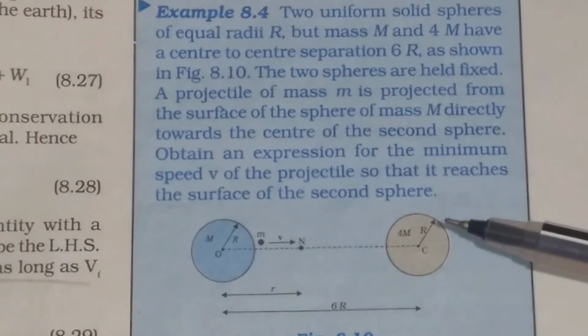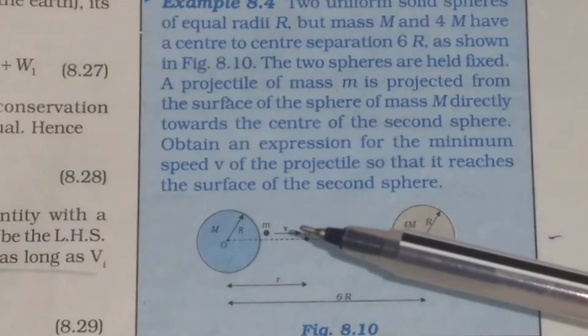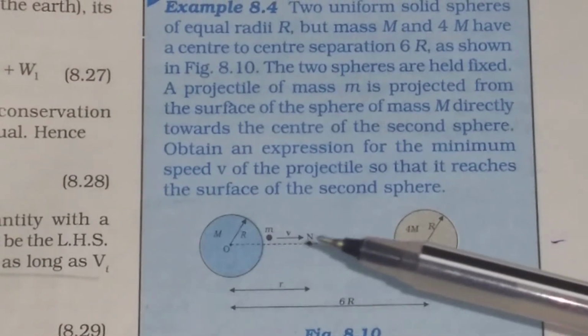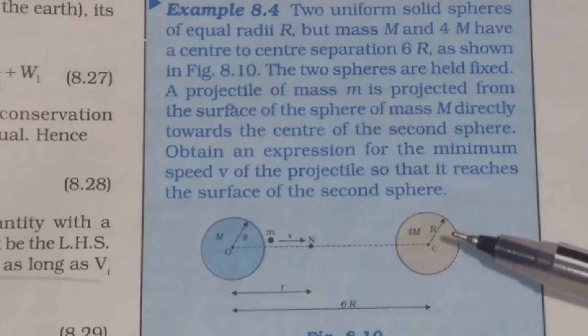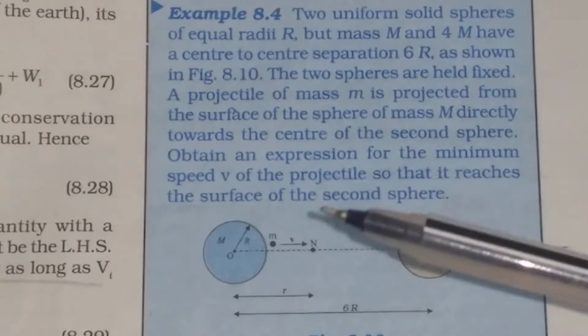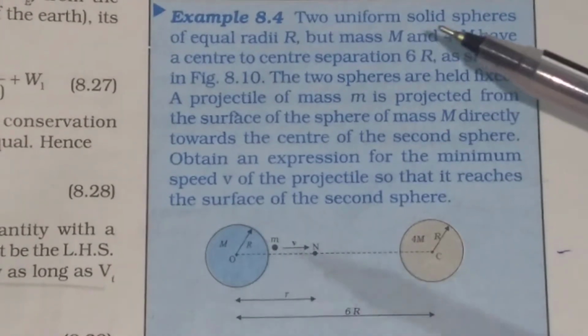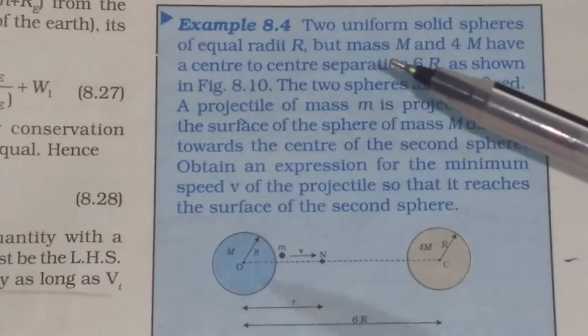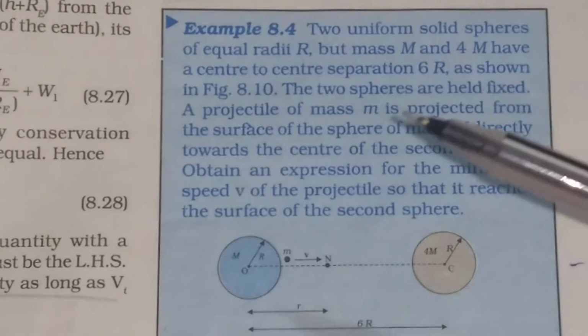In this problem, we will discuss the minimum speed of the projectile when it is projected from the surface of one sphere and it reaches the surface of the other sphere. Here you see there are two uniform solid spheres of equal radii r, but masses m and 4m.